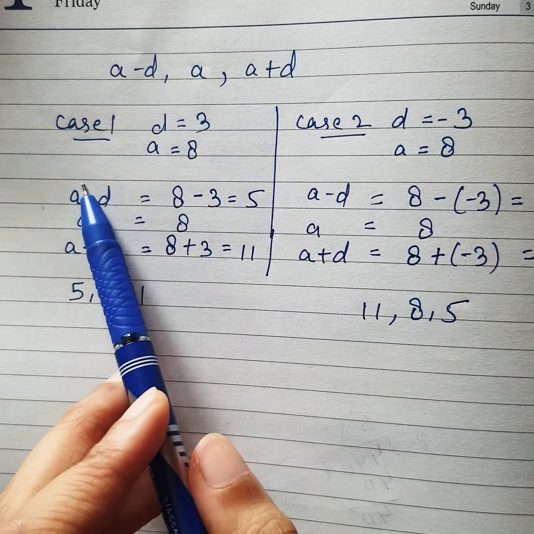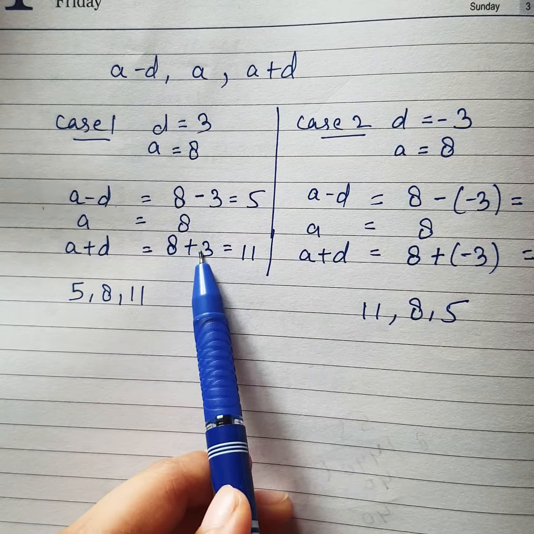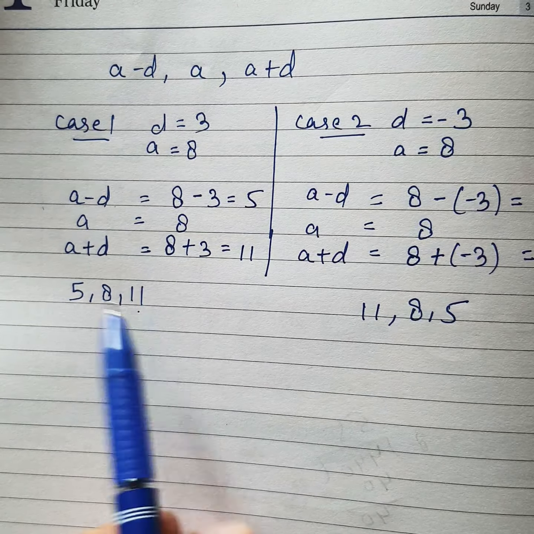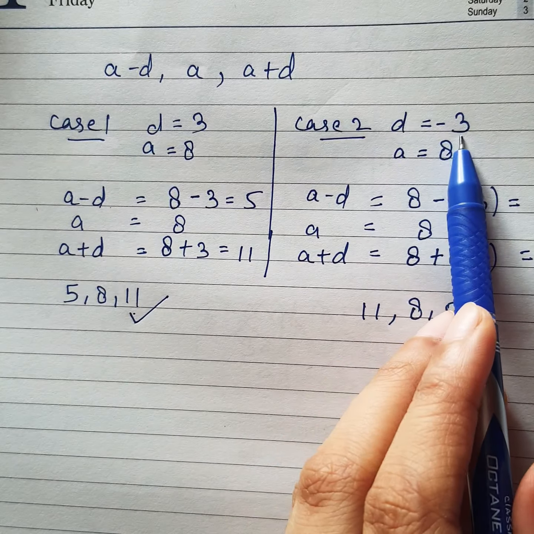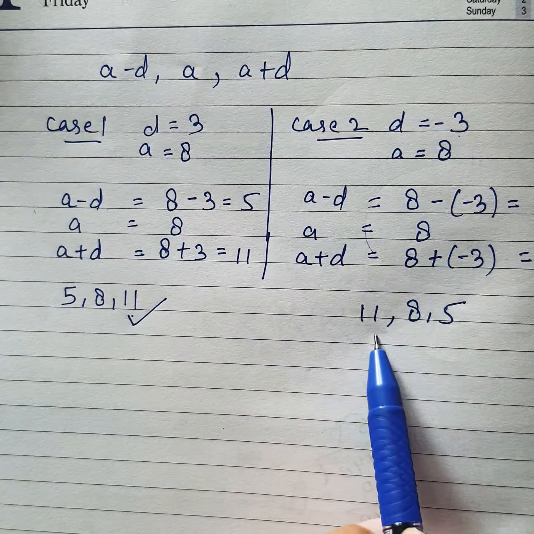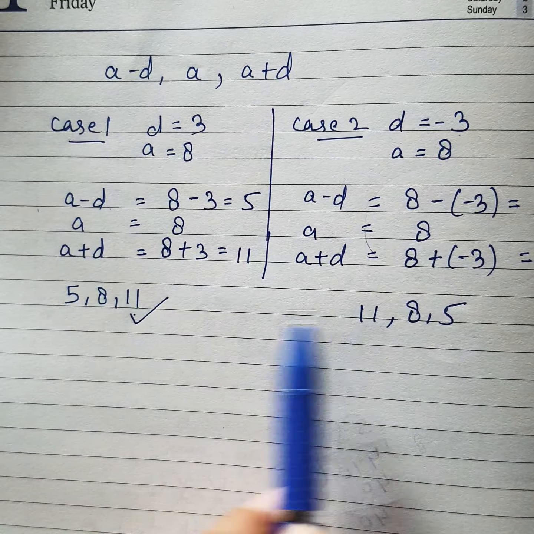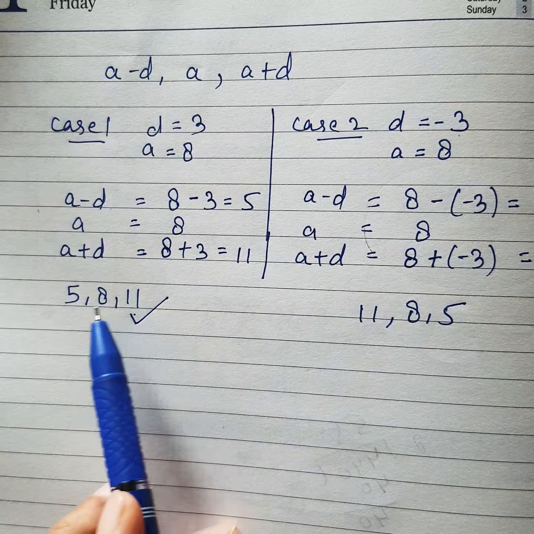So all the three numbers one by one, A and D substituted: 5, 8, 11. So this is the first set of three numbers. Or when D is minus 3, then another set, 11, 8, 5, just the reverse of this. So the numbers are 11, 5 and 8 in whichever order, because both are following a common difference and both are in AP.